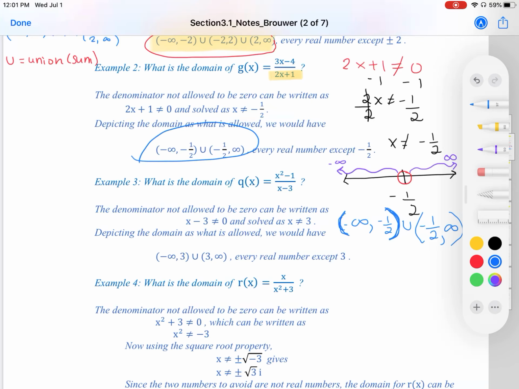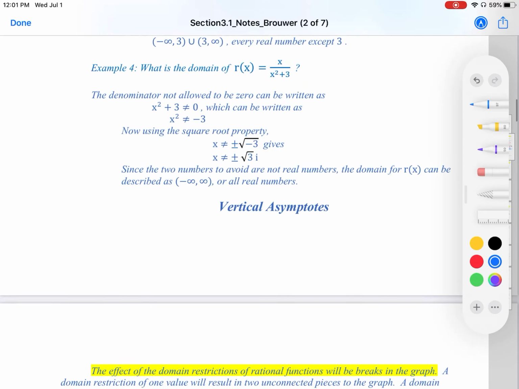All right, I trust you can do this from here on. So do example 3. What's the domain of q of x? Example 4. What's the domain of x squared plus 3? As you can see, it yields an imaginary, and if we think of this as our x-axis, we never have imaginaries. So this will be the only case where we have all real numbers.